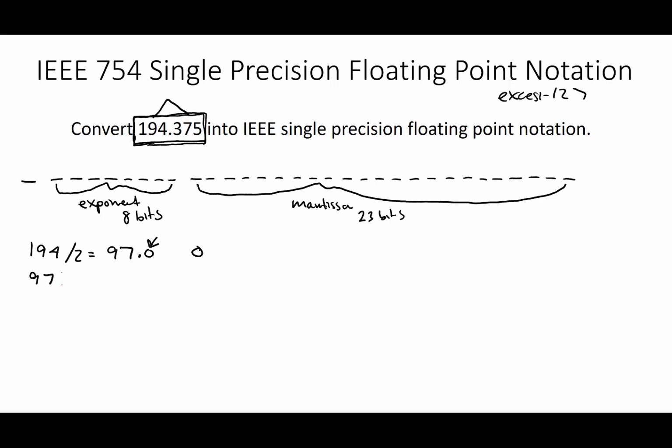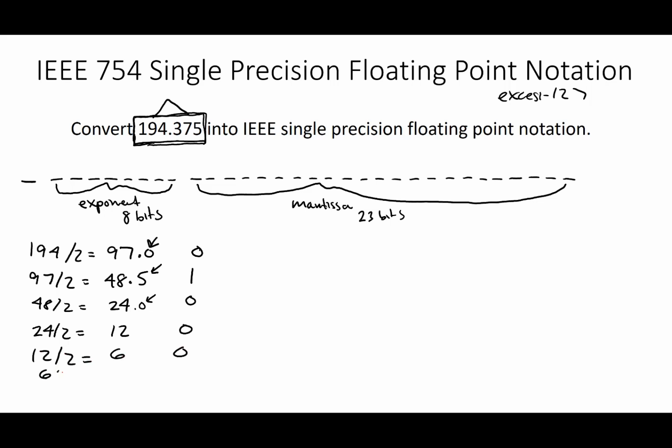Then we take the 97 divided by 2. This is equal to 48.5. We have a 0.5 here, so we're going to put a 1 for this bit. Then we take 48 divided by 2. This is 24.0. Since we have a 0 here, we get a 0 for that bit. 24 divided by 2 is 12, so we're going to have a 0 for this bit. 12 divided by 2 is 6, so we're going to have a 0. 6 divided by 2 is 3, so we're going to have a 0.